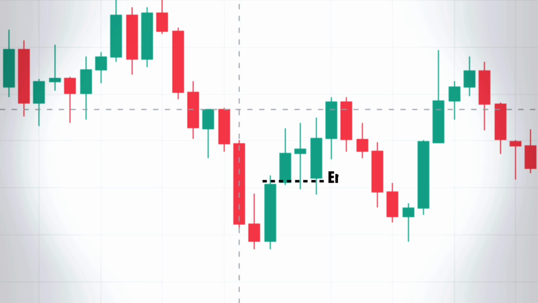Now, here's how to trade using the Tweezer bottom candlestick pattern. Enter a long position after the second candle closes, especially if the second candle is a strong bullish candle that closes near its high. Place your stop loss just below the low of the second candle or slightly below the key support level to protect against any potential downside. Set your take profit at nearby resistance levels or at the most recent swing high where price could potentially face resistance.